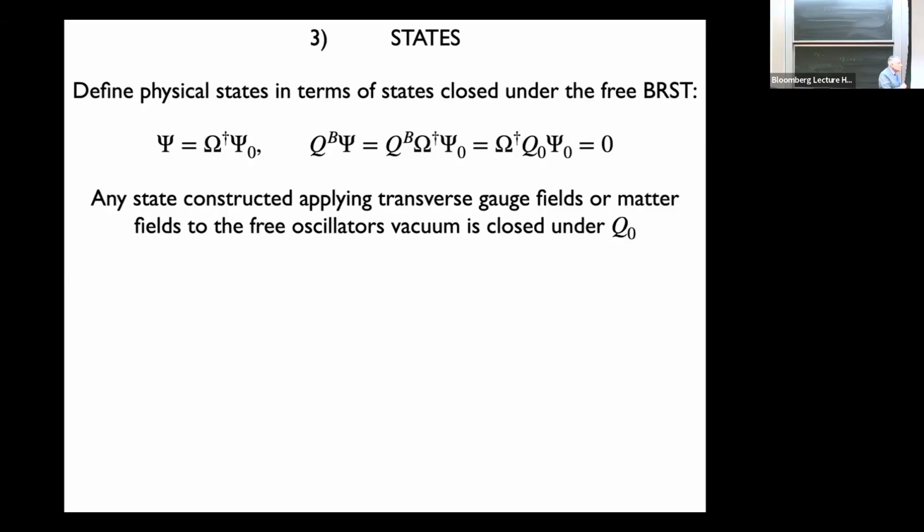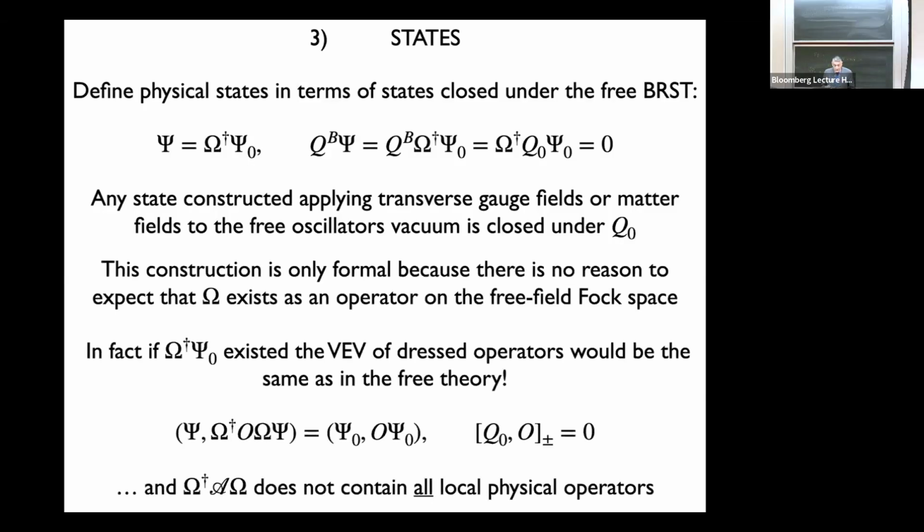And all these states are closed under Q0. So it seems that it's very easy to construct a homology. Now, the construction that I explained is only formal because, in fact, there is no reason to expect that omega actually exists as a well-defined unitary operator on the free field Fock space. So far, what I needed was an automorphism of the algebras. If I want to construct a state, I need omega to be a unitary operator.